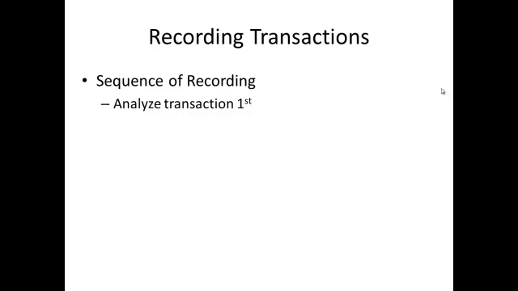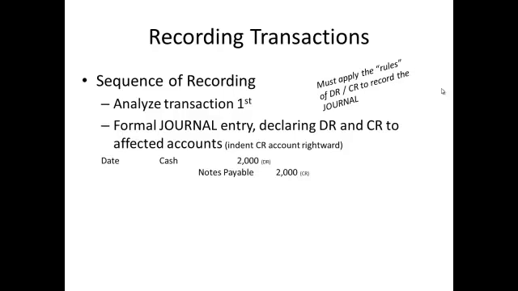Reviewing that sequence of recording, we have to first analyze the transaction and apply the rules of debit and credit to record the journal to begin with. So in our example of receiving a cash loan from a bank, we need to know that assets are increased with debits. Cash is an asset, and therefore the $2,000 debit to the cash account increases the cash coming to the business. Notes payable, we have to know that's a liability account. Liabilities are increased with credit entries, and so we credit notes payable to show an increase in that claim on assets. That note payable will remain until it's paid off later.